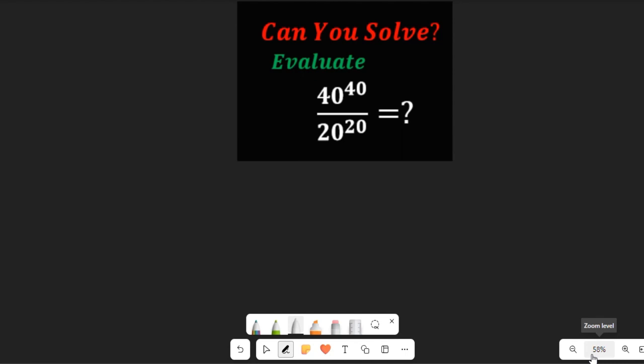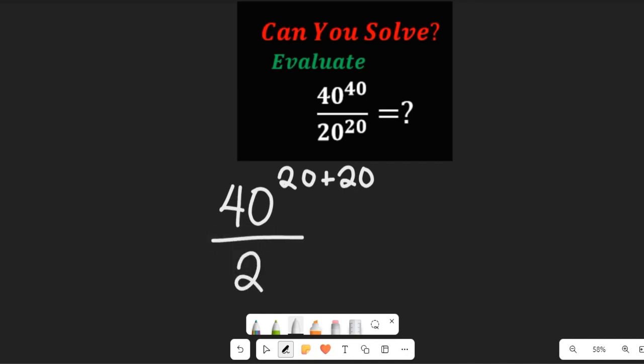Now let's solve this. I want you to recall that we should simplify this such that we have a common value for the numerator and the denominator, as that way we can simplify. From the numerator, we have the power to be 40. So this can give us 40 to the power of 20 plus 20, which is going to give us 40, right? So we take that to be that, and the denominator will be 20 to the power of 20.